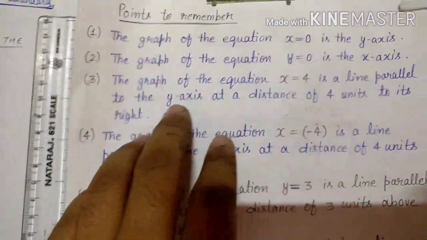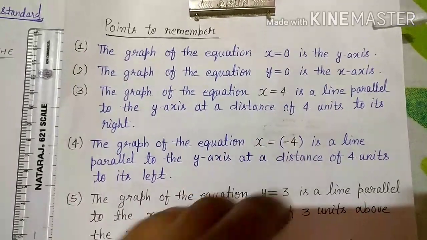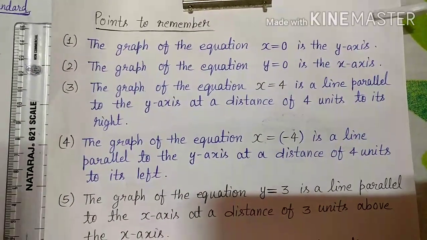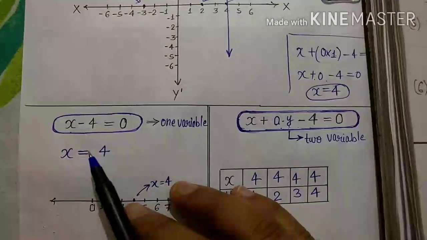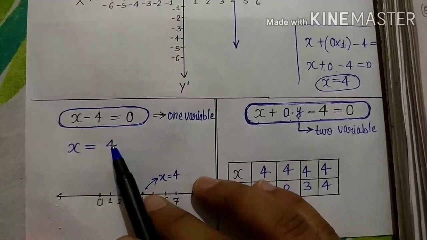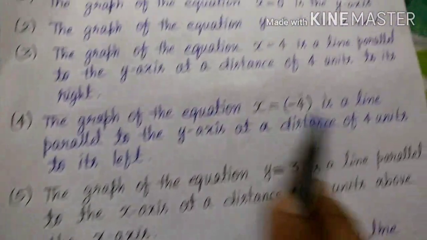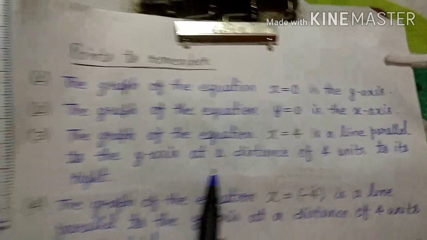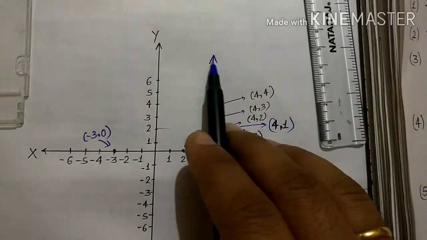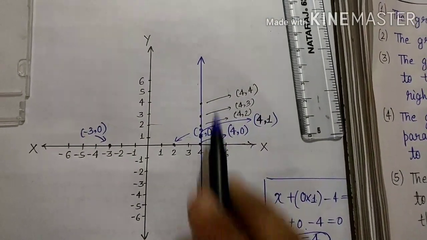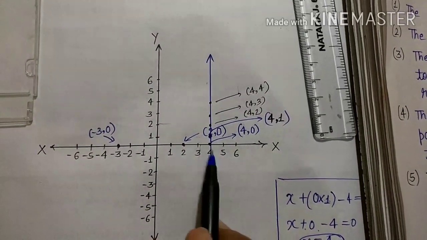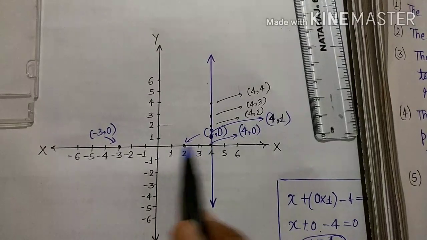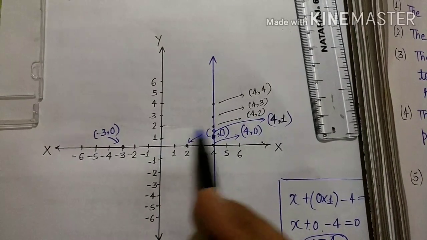So what we have learned is that the graph of the equation x equal to 4 is a line parallel to the y-axis at a distance of 4 units to its right. As you have seen here, when the value of x equals 4, we get a line which is parallel to the y-axis, like this. We get a line, okay, in this way, which is parallel to the y-axis at how much distance, 1 2 3 4, at a distance of 4 units from the y-axis.